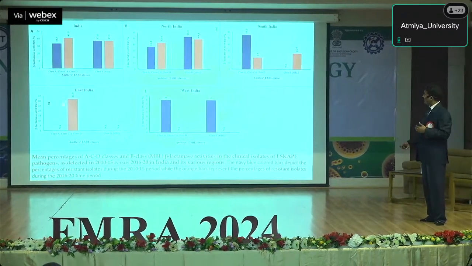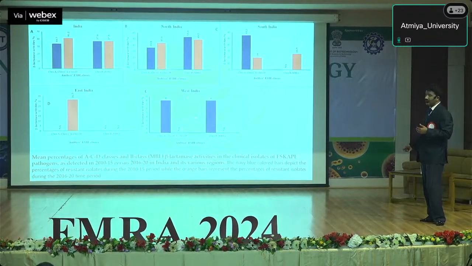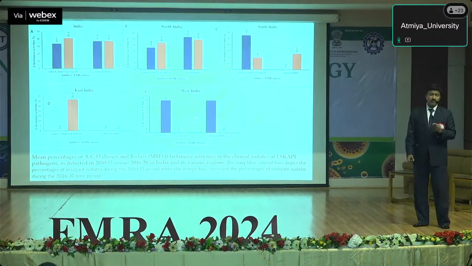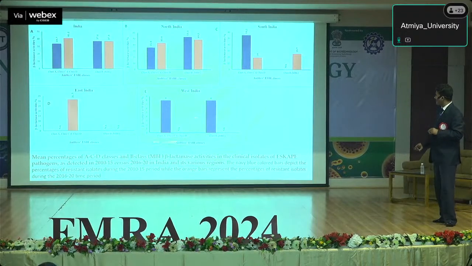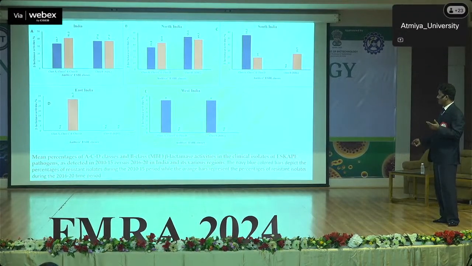In case of East India, there was only class ACD reported in the second half, and in West India, whatever was reported was in the first half and not in the second half. About the class A and class B, both of them were like 8% only, not so high.